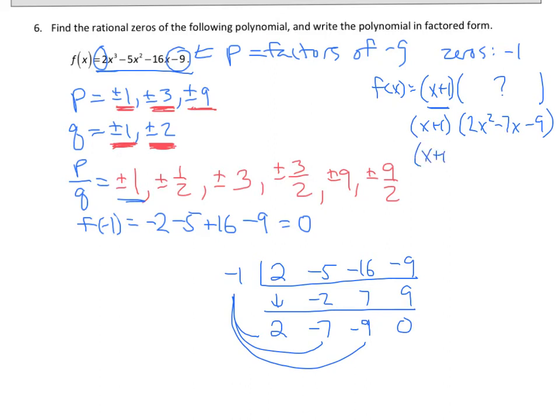So we have x plus 1, and then 2x and x. And we need two things that multiply to 9. So I'm going to try 9 and 1. And I want a minus here and a plus here. And a simpler way to write that would be f of x equals x plus 1 squared times 2x minus 9.